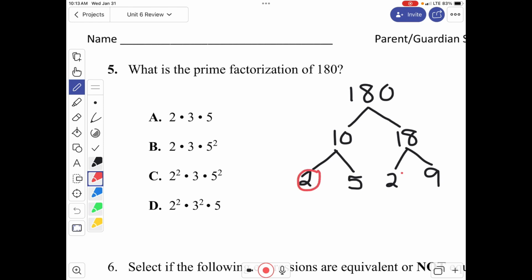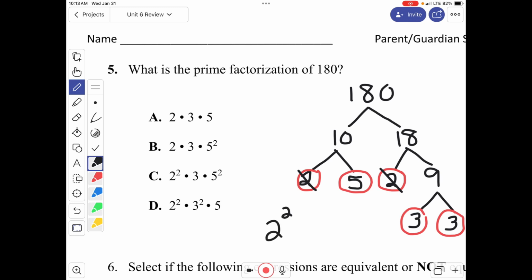2's are prime, so I'm going to circle them. 5's are also prime, so I'm going to circle them. And once I've circled them, then I'm done. 9 is not prime, so think what times what equals 9? 3 times 3. And 3's are both prime. So I've got 2 2's and 2 3's and then a 5. That would be answer choice D.